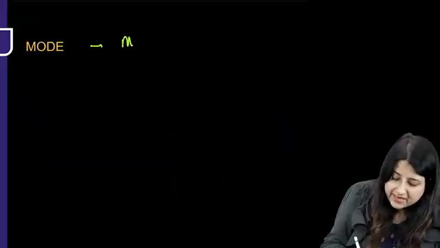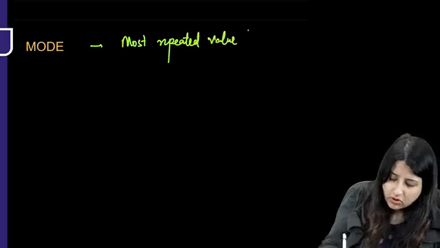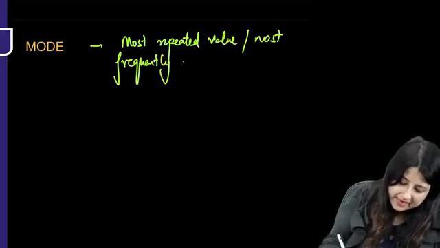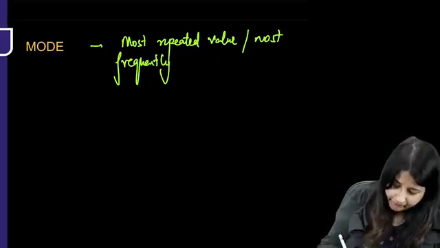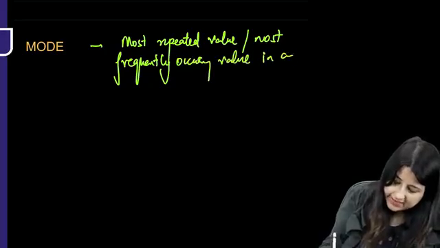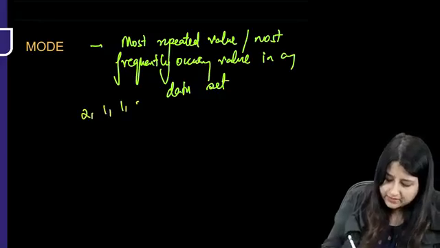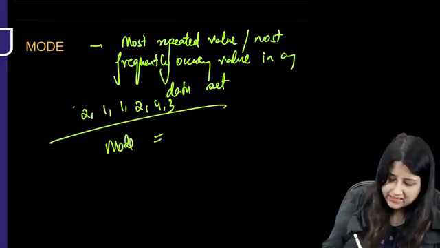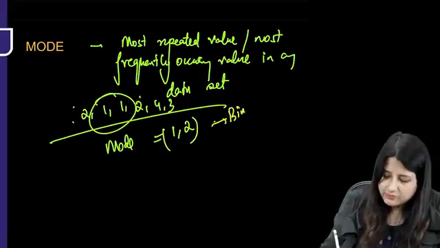Mode is what? Very commonly asked: the most repeated value, or the most frequently occurring value in a data set. So if you have, let's say, 2, 1, 1, 2, 4, 3, what is the mode? What is most frequently occurring? 1 also and 2 also. So this is 1 and 2. So this is what? Bimodal.